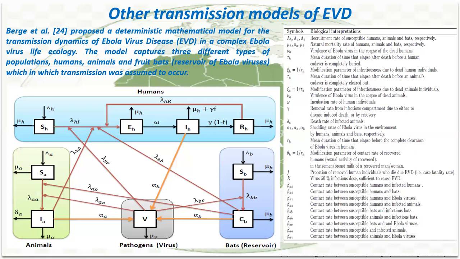Now, one unique thing about their model is that they consider virus in the environment, contaminating the environment, because someone that has Ebola, the virus can stay some hours on the surface. So it considers the virus in the environment. The virus is also contributed by shedding from the infected animal, from the infected bat, and from infected humans.